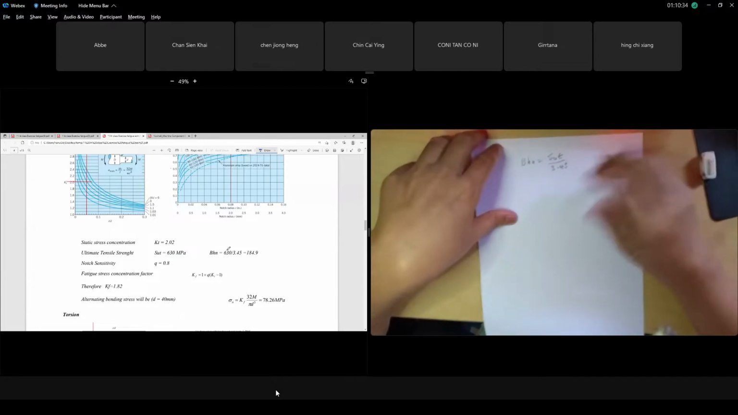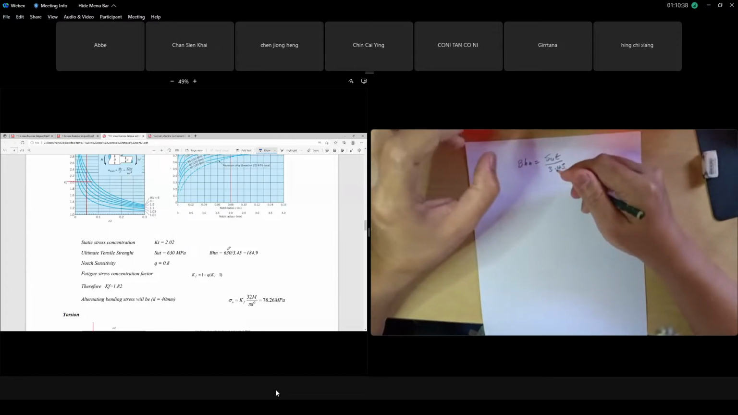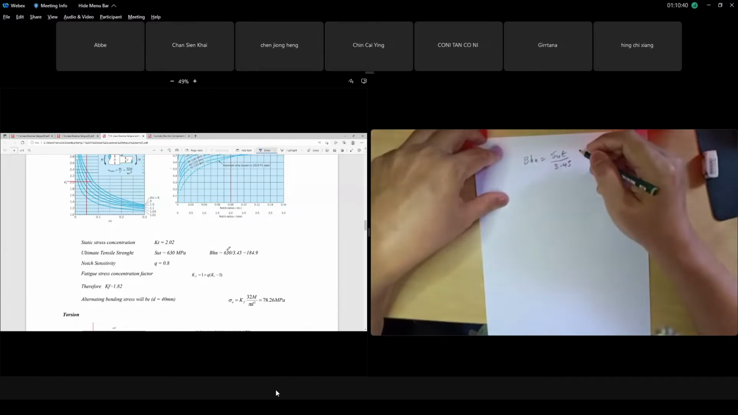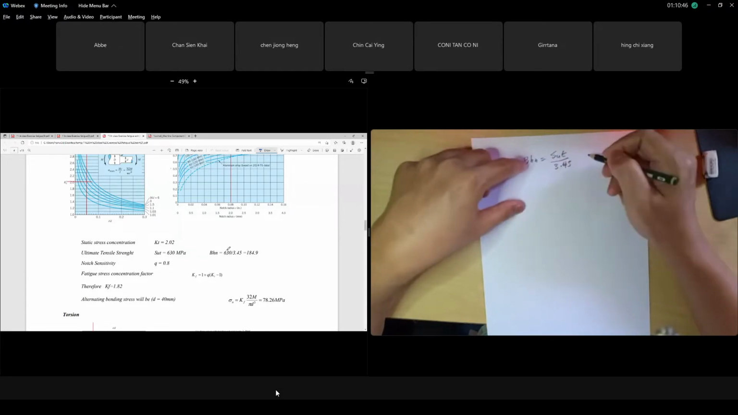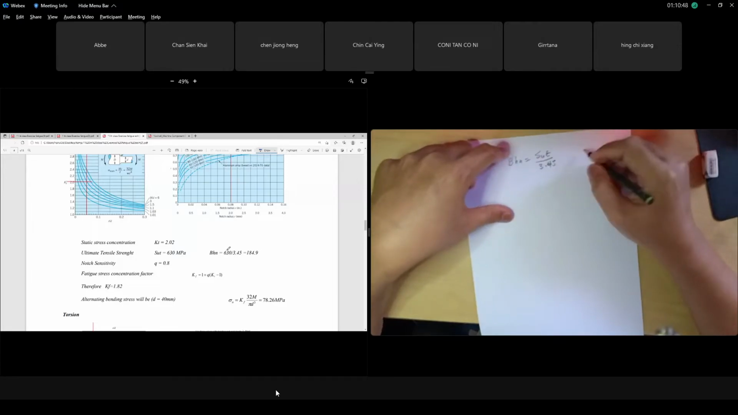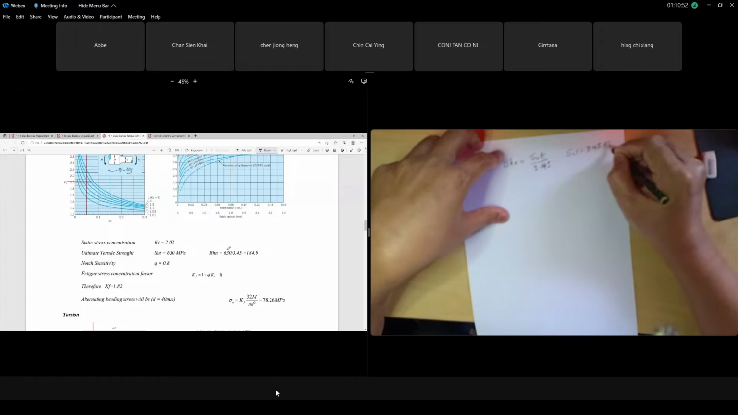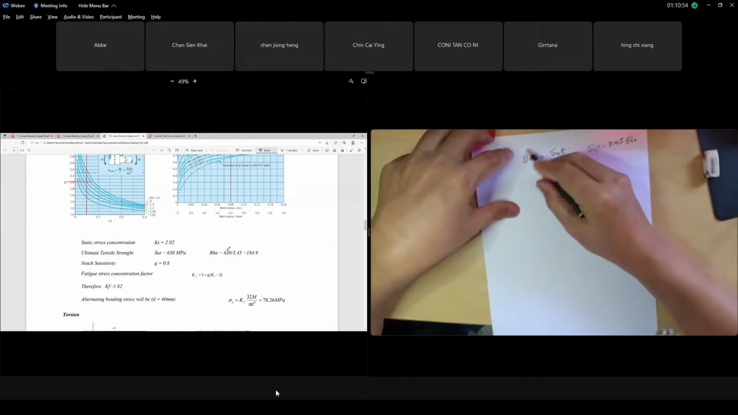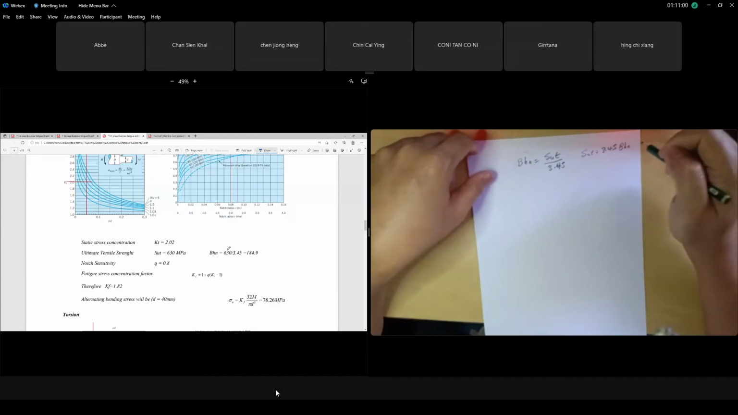Okay, this is a standard equation. To get that Q, notch sensitivity, we need the Brinell hardness value. The Brinell hardness is your value of SUT divided by 3.45, or SUT equals 3.45 times your Brinell hardness. Because we need to find the Brinell hardness of your material, it is the ultimate strength divided by 3.45. That will be your Brinell hardness.